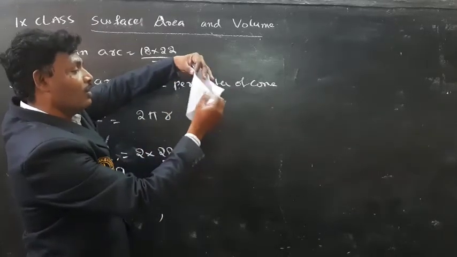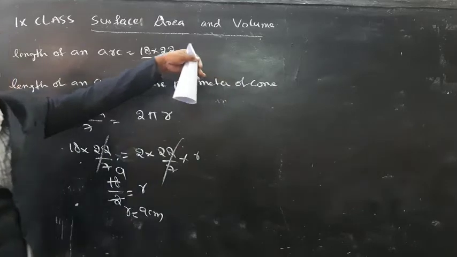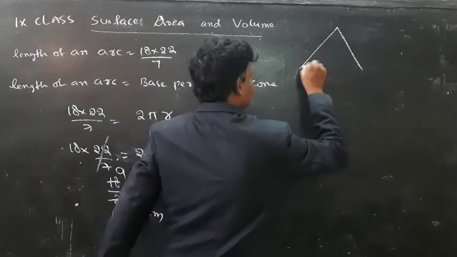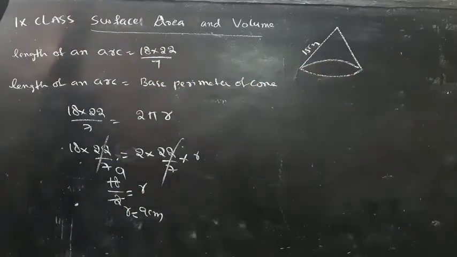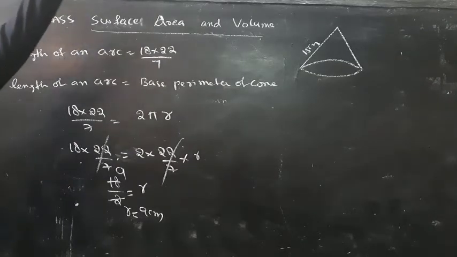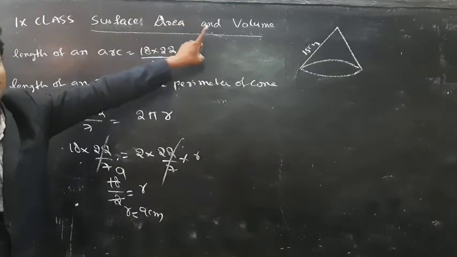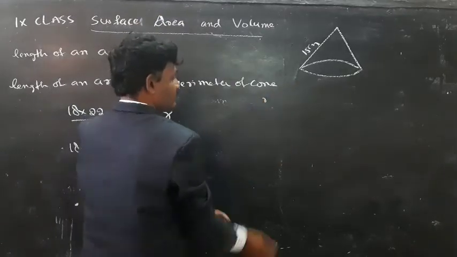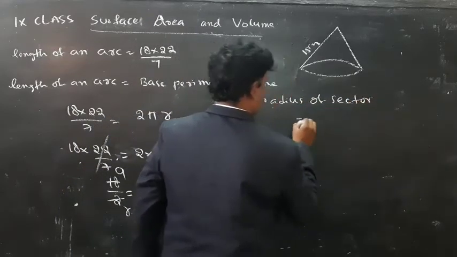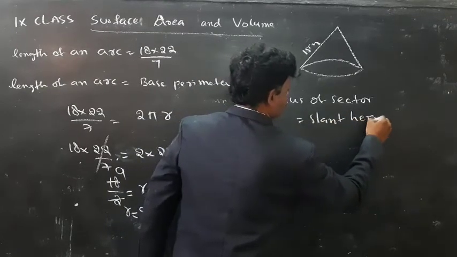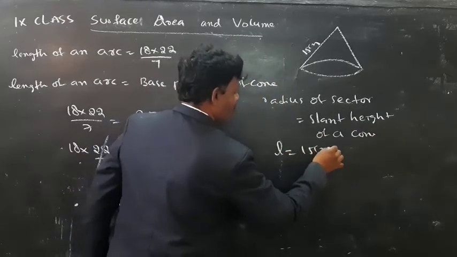After forming a cone, the radius of the sector, 15 centimeters, becomes the slant height of the cone. The radius of the circle, or radius of the sector, is nothing but the slant height of the cone. So the value of l is 15 centimeters.